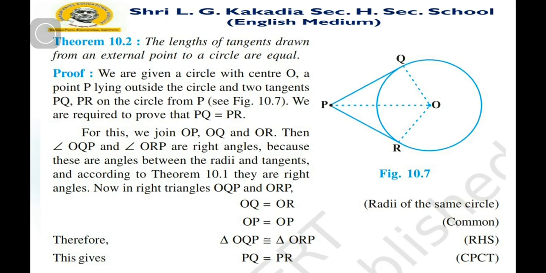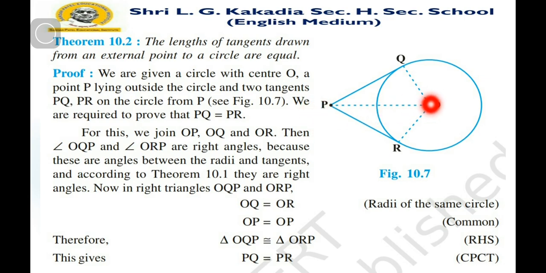Now let's prove Theorem 10.2: the lengths of tangents drawn from an external point to a circle are equal. We are going to prove that the lengths of the two tangents, PQ and PR, are equal. If we draw tangents from any outside point to a circle, then the lengths of these two tangents are equal.